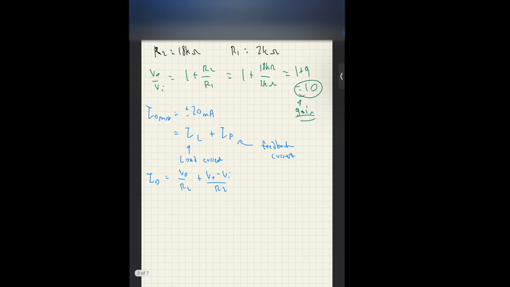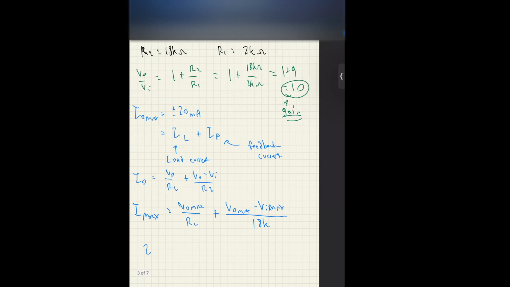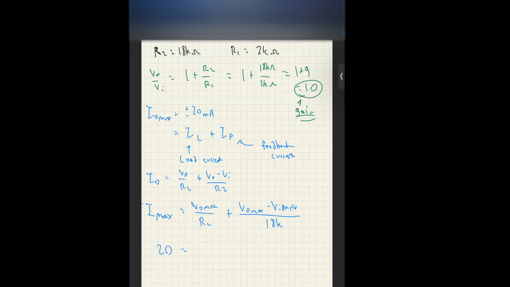Going back. So equating this to the max, we know that I out max equals V out max over R load plus V out max minus VI max, because we're dealing in maximums now, over 18K, because that's our R2 value. So continuing our math here, we know that 20 equals our V out max, which is going to be 8, as you can see in the diagram, over RL plus 8 minus 1 over 18K.